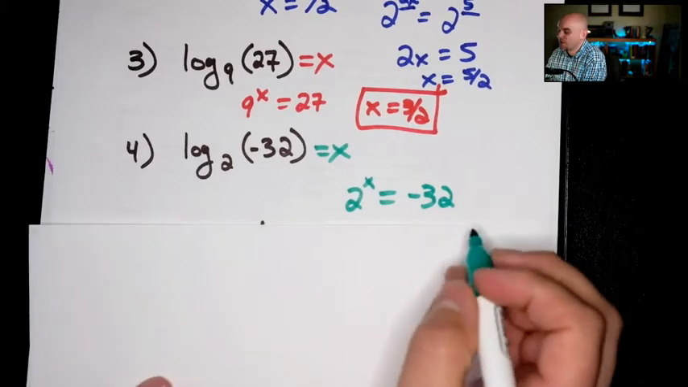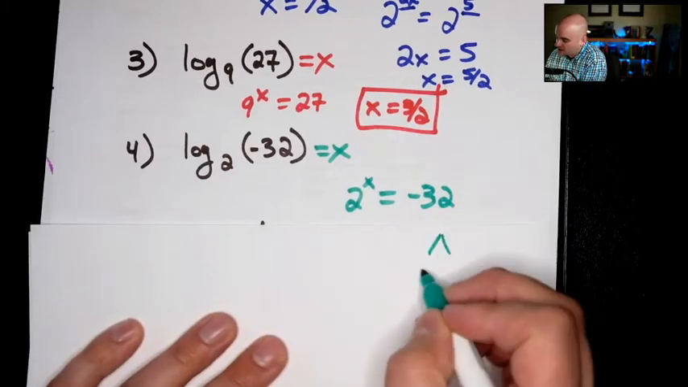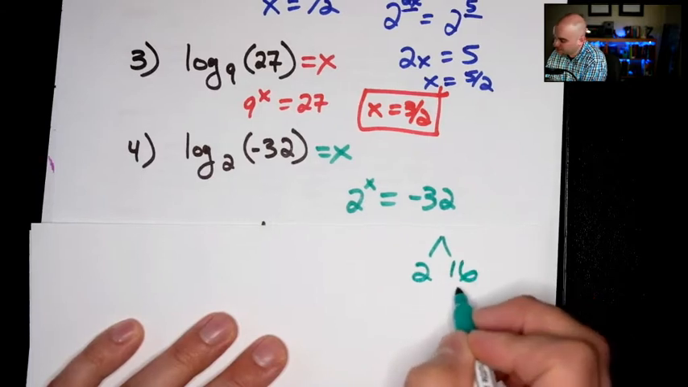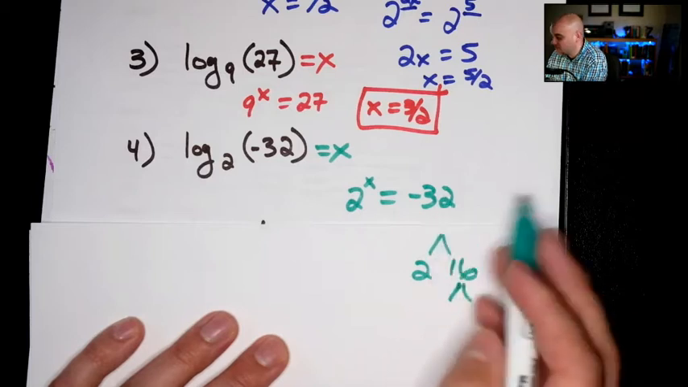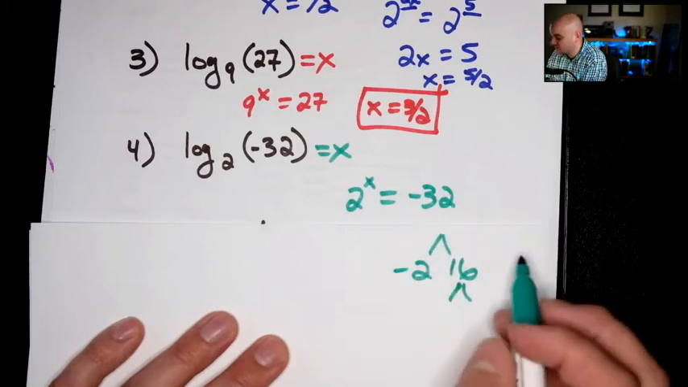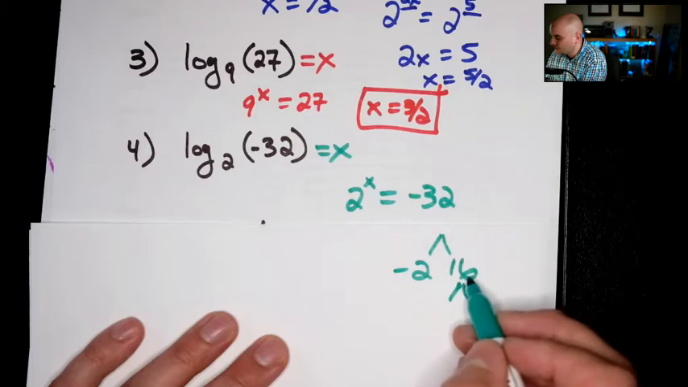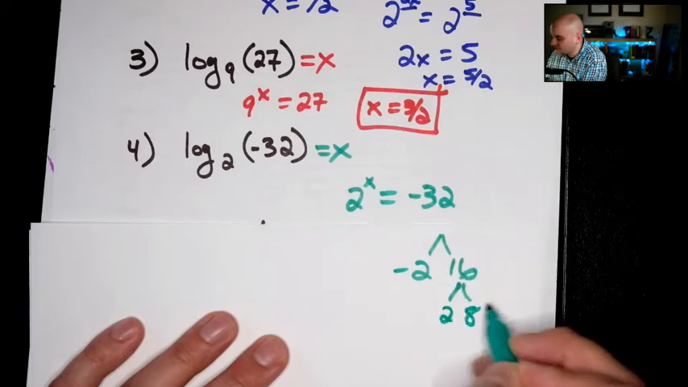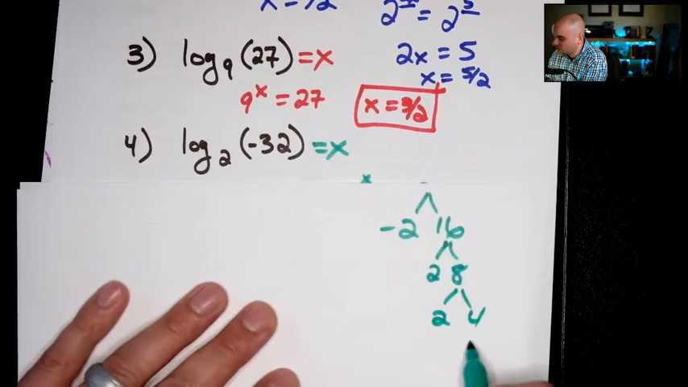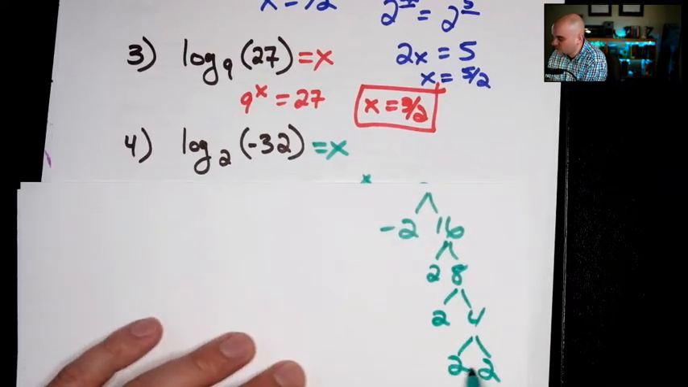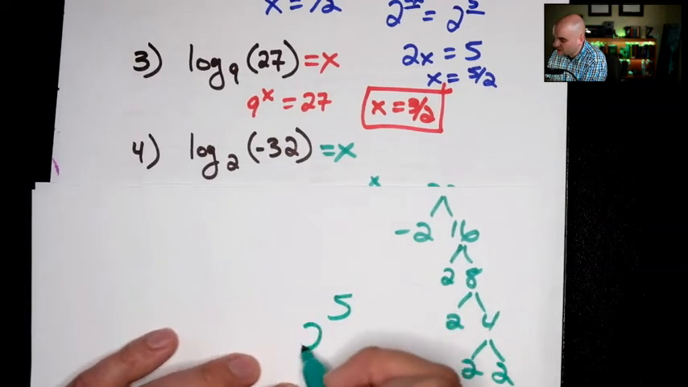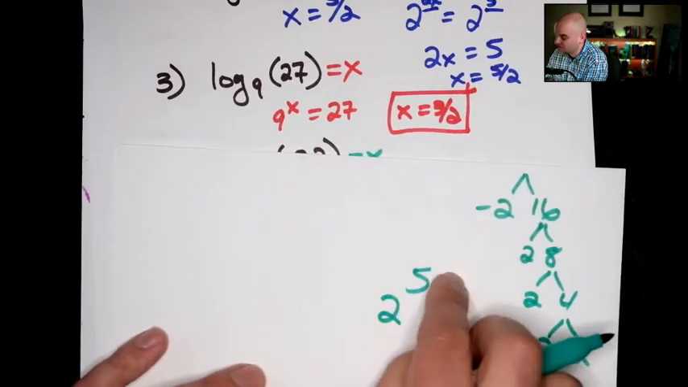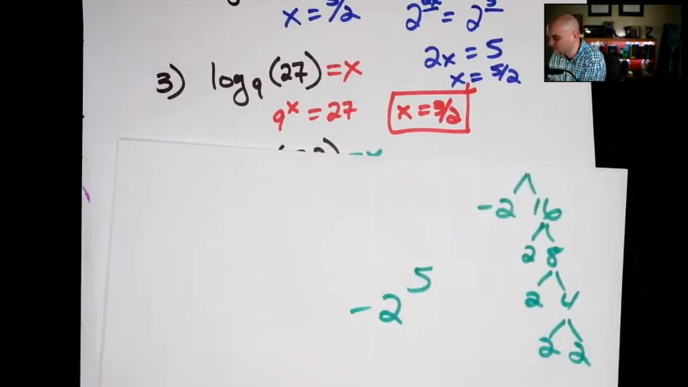So I'm going to break up 32, and hopefully we can get it down to a power of 2. This is 2 times 16. Well, we have to have a negative in here, don't we? So negative 2 times, I'll just throw a negative right there for right now. 16 breaks up into 2 times 8. 8 breaks up into 2 times 4, and then we get 2 times 2. So 1, 2, 3, 4, 5 of these 2's. So I've got 2 to the 5th, and this is negative here.